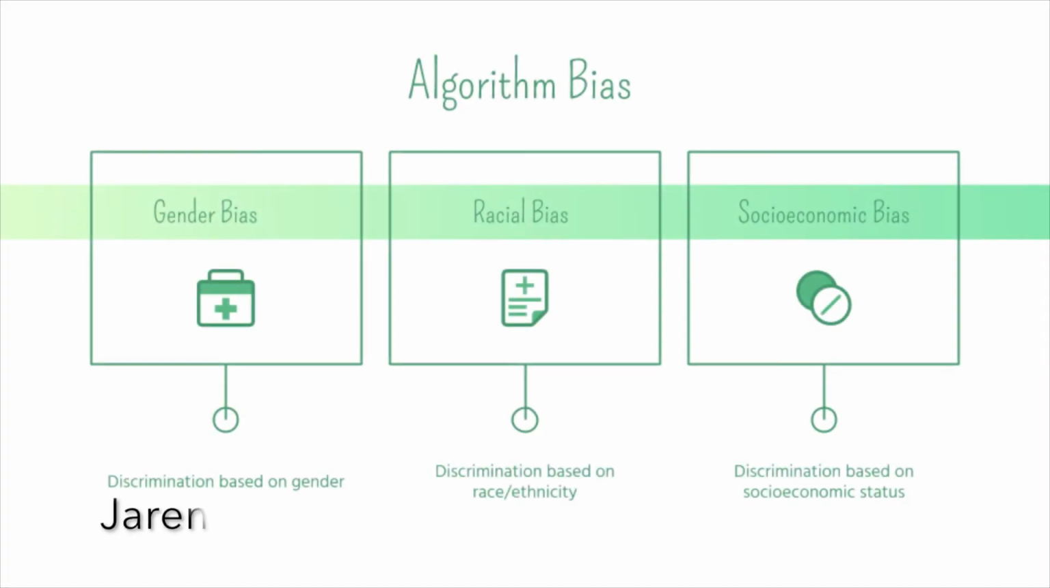Hi, my name is Jaren Yang and I'll be talking about algorithm bias. Computer algorithms are now making complicated decisions based on history and background, which has affected many people because of bias. The three categories of bias include racism, gender, and socioeconomic bias.